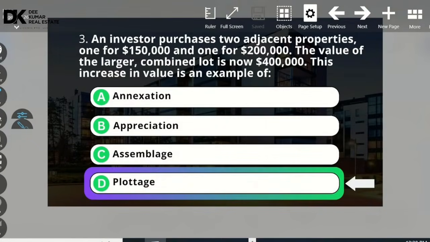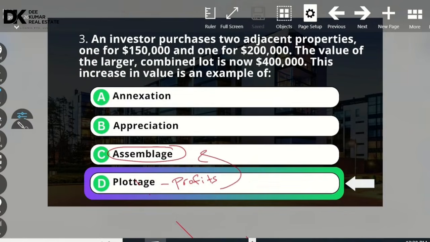So there are 2 economic principles of value that go hand in hand, and that is assemblage and the word plottage. Let me show you here. Assemblage is assembling 2 parcels of land, right? So that's assembling. What happened right there? Whoa, that's crazy. Assemblage is combining 2 parcels of land, and plottage is the profits realized through successful assemblage.